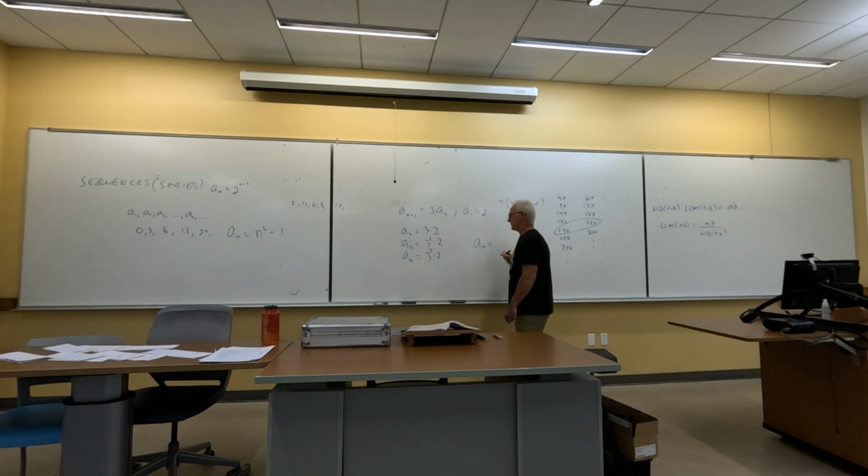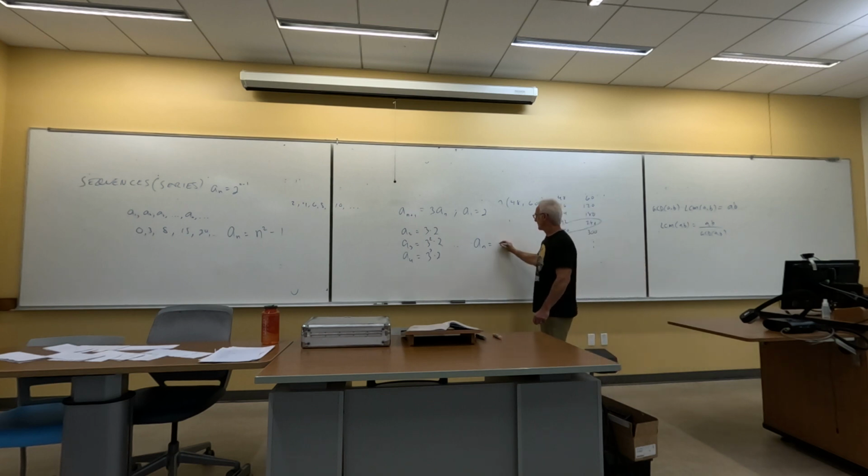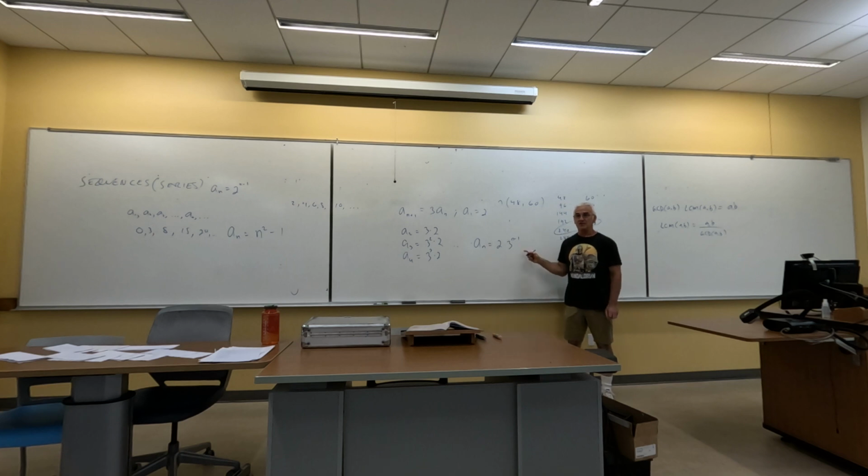Can you tell me the nth term? Only because I wrote out those first few, you could tell me the nth term. What do you think it is? I'll write it: 2 times 3 to the n minus 1. And that's exactly correct.